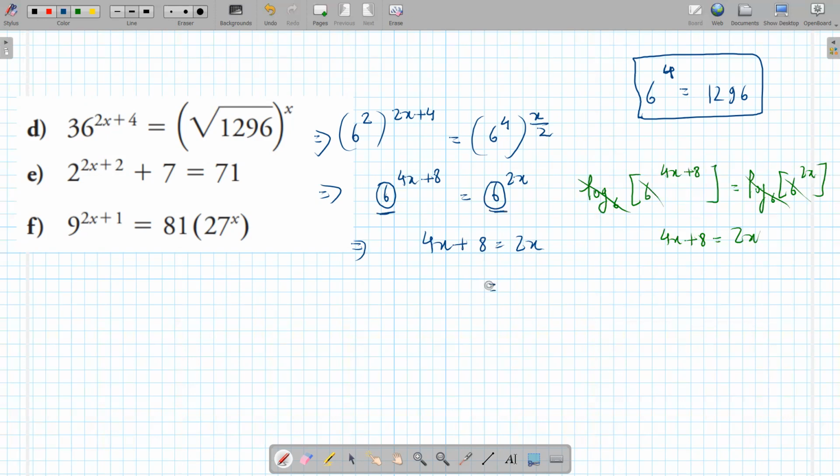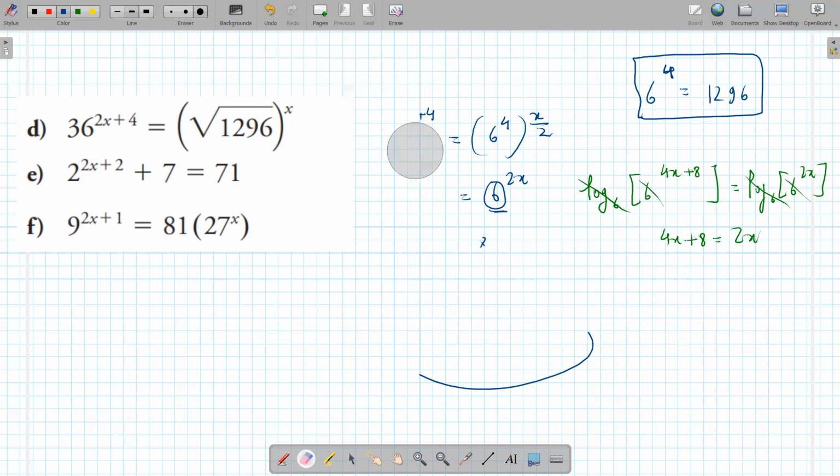And then you subtract 2x on both sides, subtract 8 on both sides. From here, it's easy. x is -4. And you are done. Cool? That's it. What do we do with E?